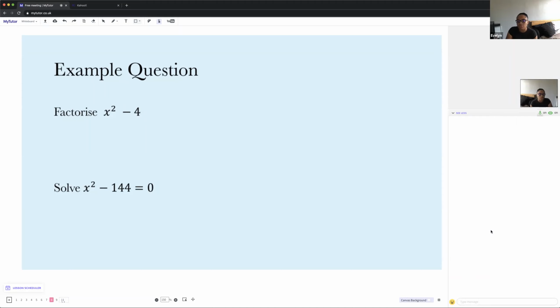But we're not going to really cover those sort of questions today because I don't think it really applies to everyone. But if you are doing higher GCSE maths, then be careful because the numbers might not be squared numbers. So be very careful.